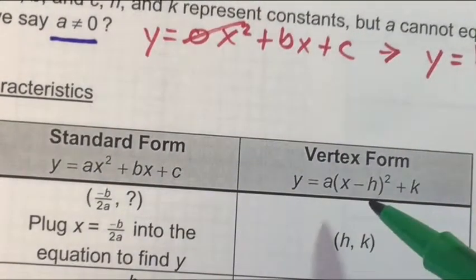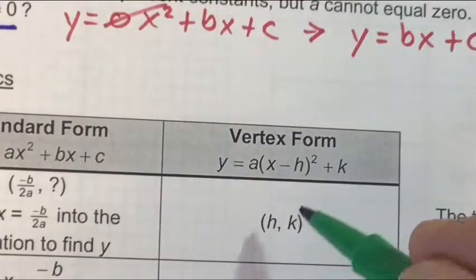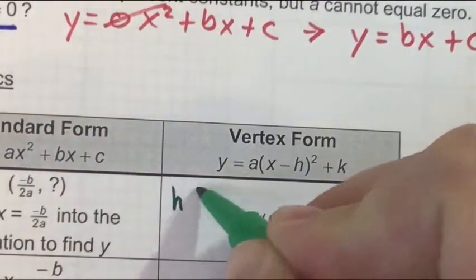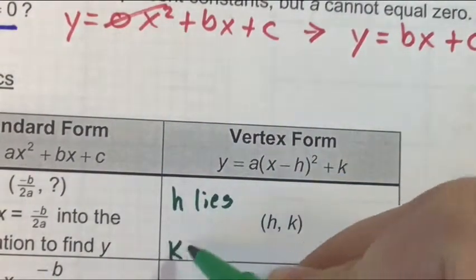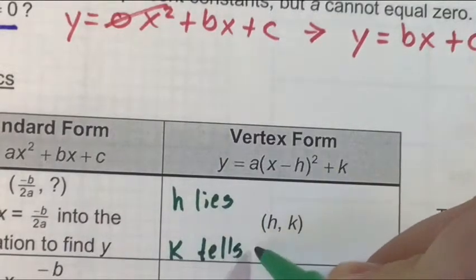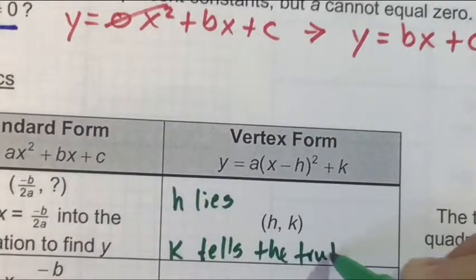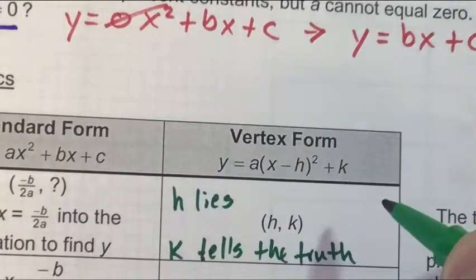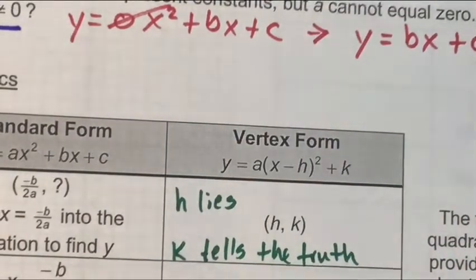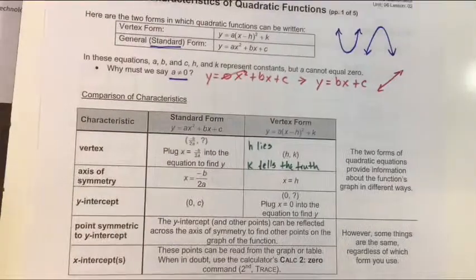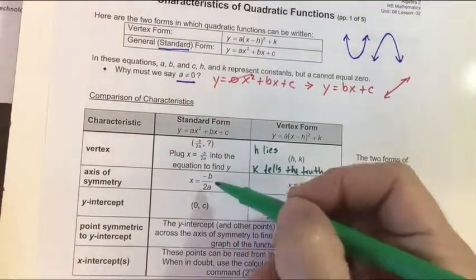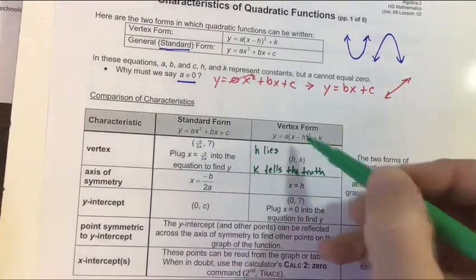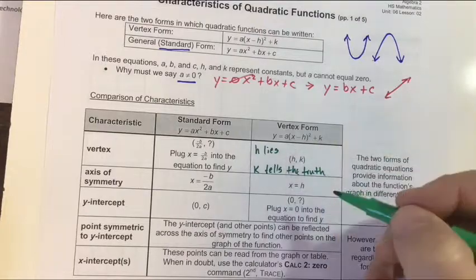But if it's in vertex form already, remember, we've got this h and k coming directly from the vertex form. Remember our saying: h lies and k tells the truth. That just means we want the opposite of whatever the h is here and the exact value of k to find your vertex. And then we go to axis of symmetry. Again, from standard form, that's actually what we started with to find our vertex, x equals negative b over 2a. So that's your axis of symmetry. But in vertex form, it's just x equals whatever h is.